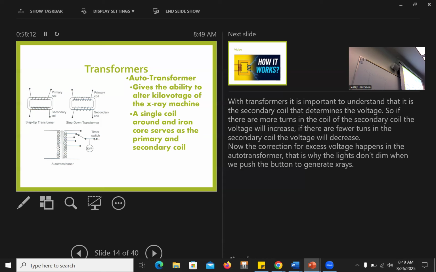Okay, so auto transformers, this is pretty much all you really need to know about the auto transformer. It gives the ability to alter kilovolt of the X-ray machine. A single coil around an iron core serves as primary and secondary. That's summarizing what we said, and all you really need to know about auto transformers is that they sort of just regulate. They make it so the machine doesn't surge and pop a breaker or something like that. Because there is this increase and decrease of voltage, I think it's there to keep everything flowing well and to recover from maybe these surges.